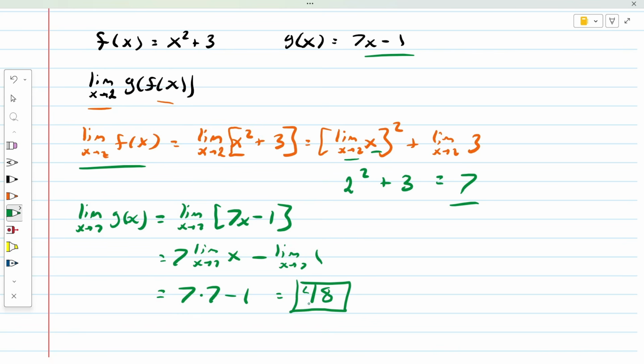And so as we do more practice, you won't have to write in this limit every time, especially for the constants, you'll just be able to plug in 7. But this is the reason why it works, is because we have those properties that we talked about at the beginning of the video. And so those are all the different types of examples I have.